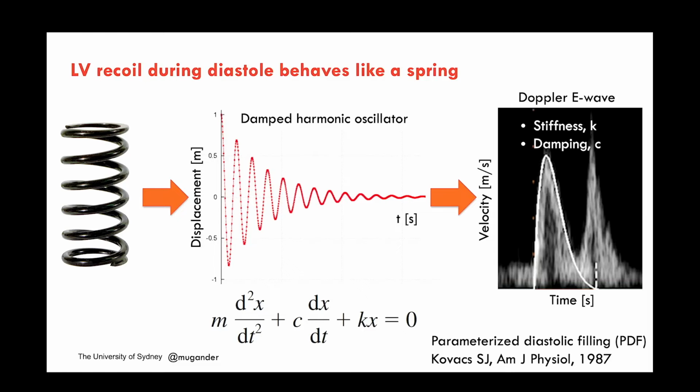It turns out that left ventricular recoil during diastole behaves like the physics of a spring. I was forced to recall my high school physics textbook and the damped harmonic oscillator. I think of it in terms of a diving board. In the beginning, there are big oscillations, but then it dampens off and it stops. Boing. That is the behavior of a damped harmonic oscillator.